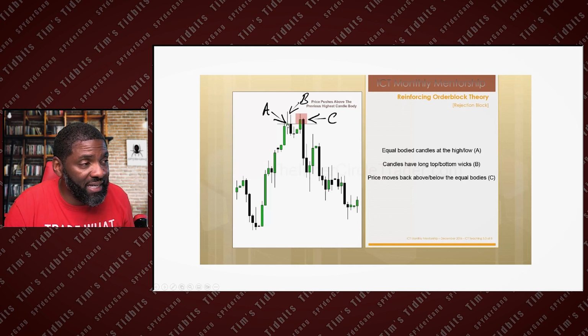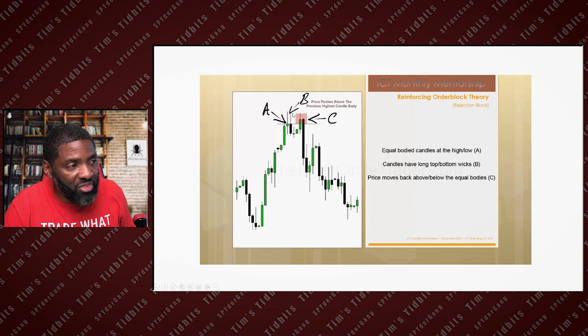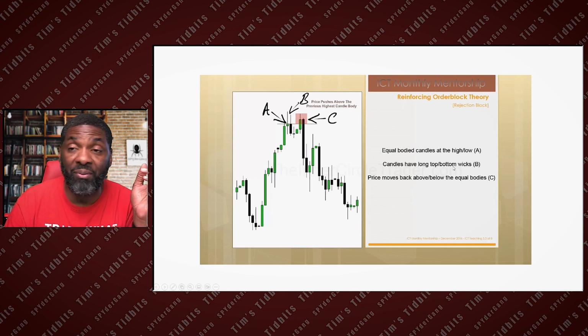So we got equal body candles, right? Long wicks, and then when price trades back above it, you can anticipate it being rejected back down or back up in this area above the equal body candles, right? That's your rejection block area right there. As simple as that.